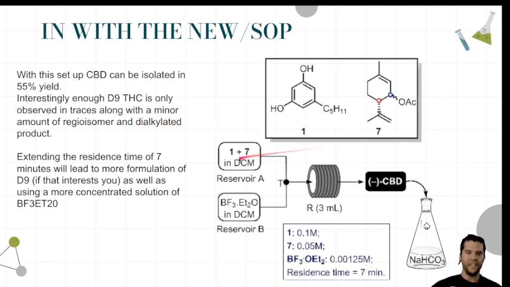But there's a catch. That's if you want to make CBD. Extending the residence time beyond 7 minutes will lead to more formation of delta-9 if that interests you, and I bet it does for a lot of people, as well as using a more concentrated solution of BF3·Et2O. If you increase the concentrations of both of those and then increase your residence time, and don't worry, I got the SOP coming up for that. If you want that, I got the solution that you need for that, it will actually increase the amount of delta-9 that you can make.